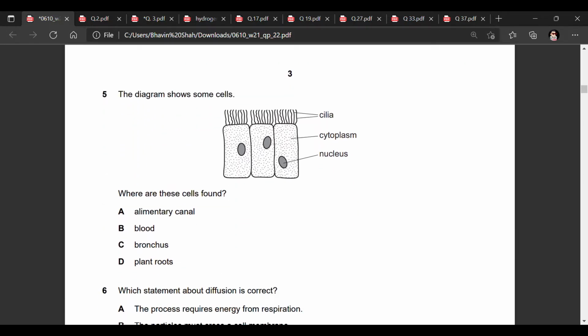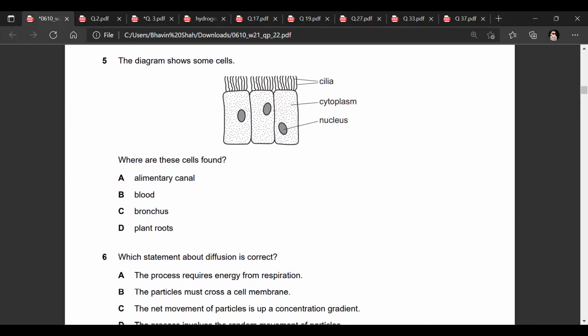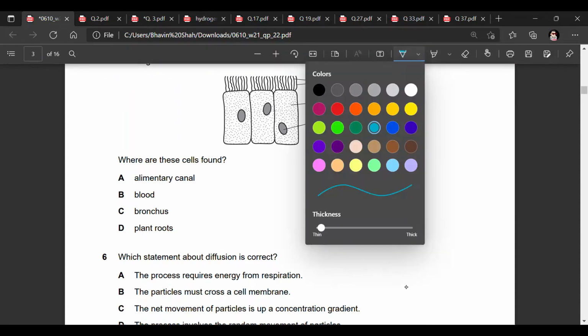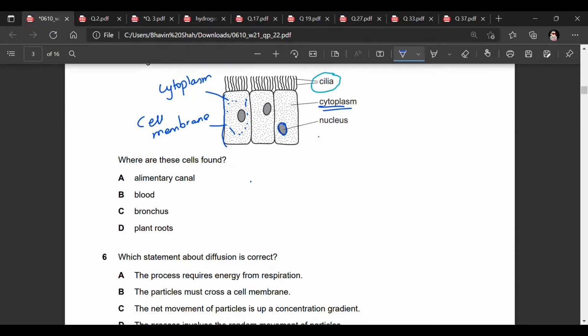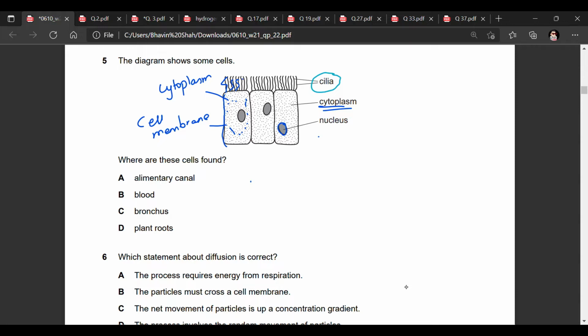Moving ahead, we are looking at the diagram that shows some cells. The keyword over here that you can identify is the cilia. For any kind of cell that we are looking at, the cell does have an outer membrane. This is called the cell membrane. Then we are looking at the inner part over here. This is a jelly-like substance which is called the cytoplasm, which is already labeled over here. The main part inside is the nucleus, which contains the genetic information, and there are these tiny hair-like structures that are mentioned as cilia. Now, cilia is a part of the respiratory system.